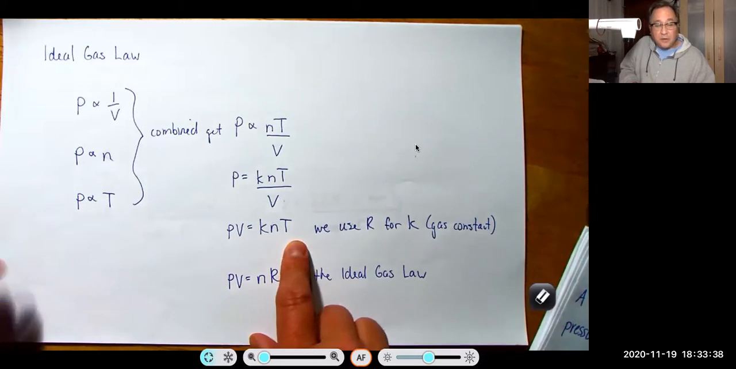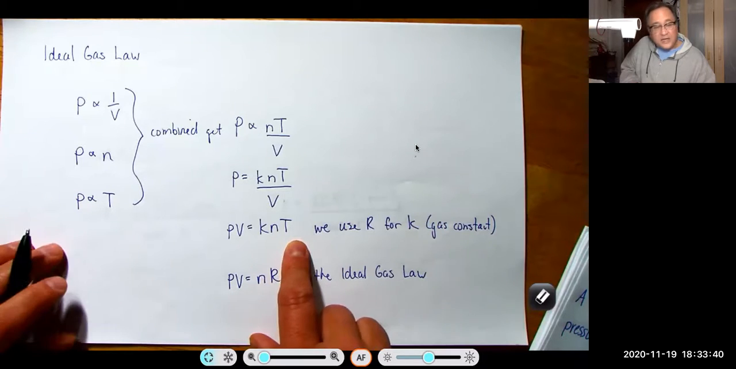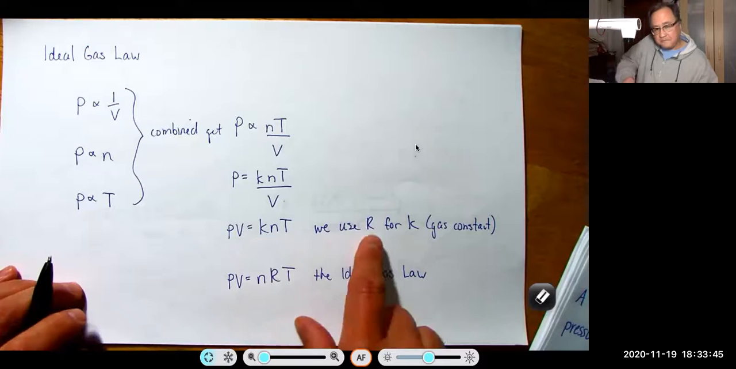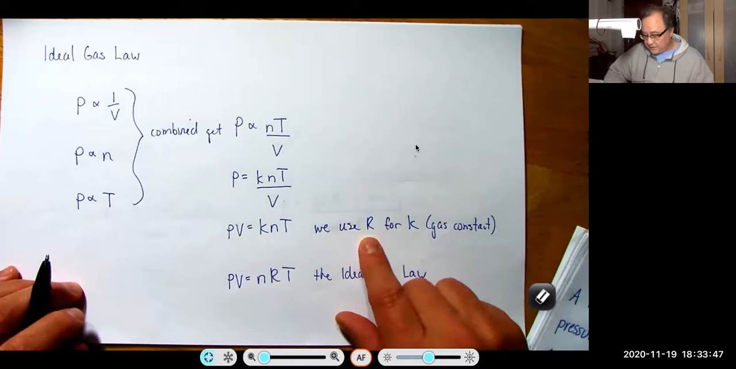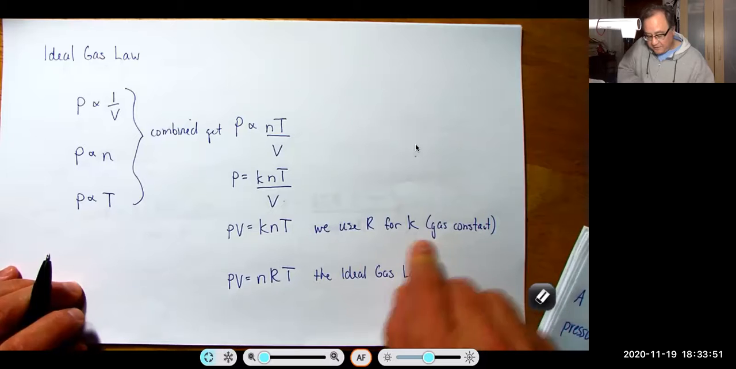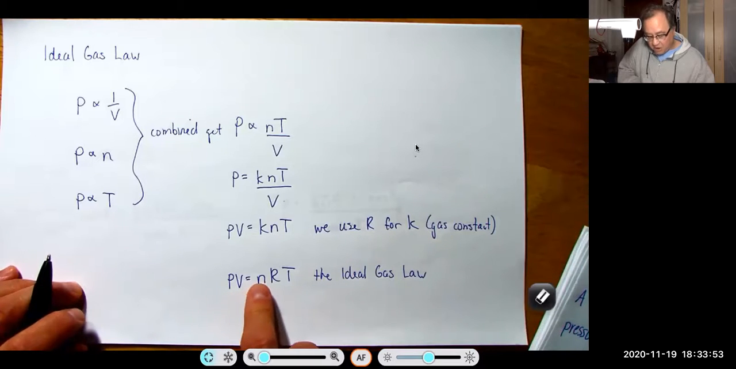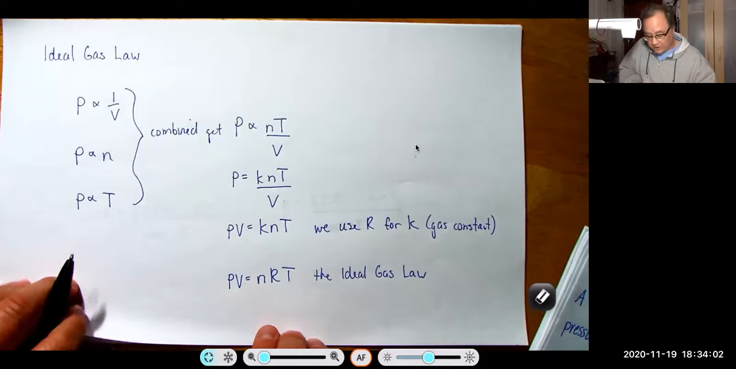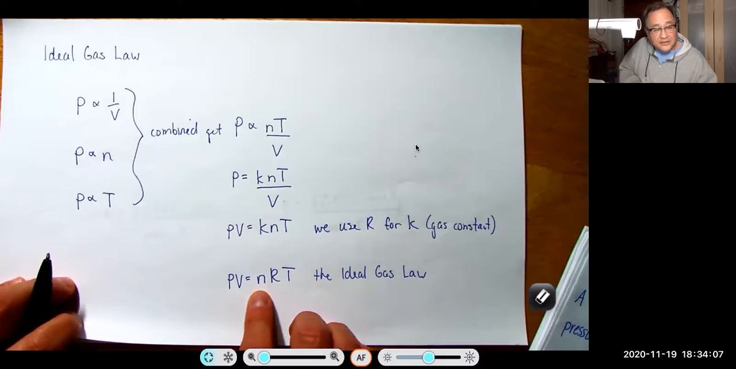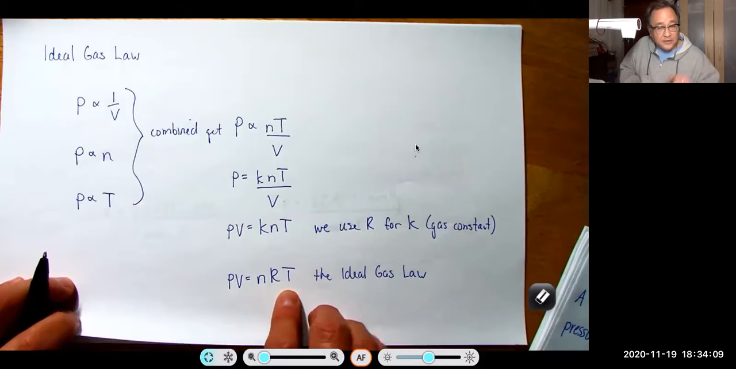Now in chemistry and most sciences that I know of, we don't use K as the abbreviation for the constant. We use the letter R, and we call that the gas constant. And so we get PV equals not RNT, but nRT. So this is written alphabetically. And this is the ideal gas law. Pressure times volume is equal to moles times the gas constant times the temperature in Kelvin.